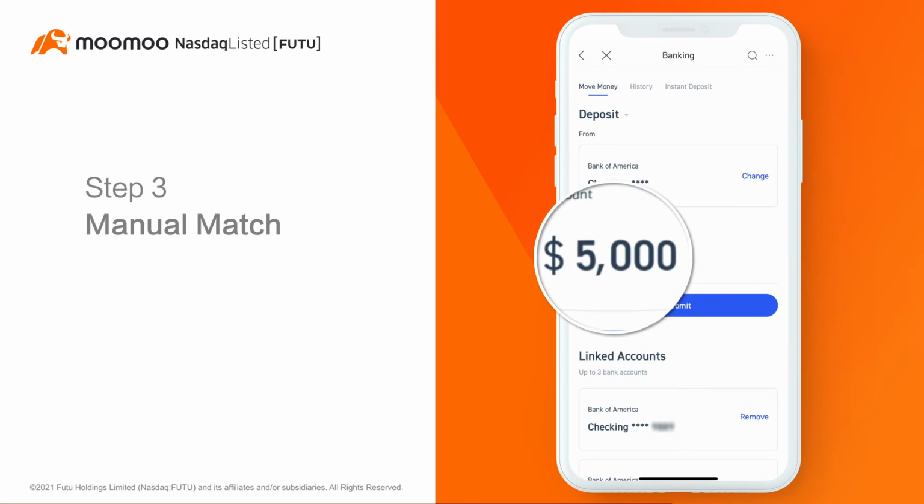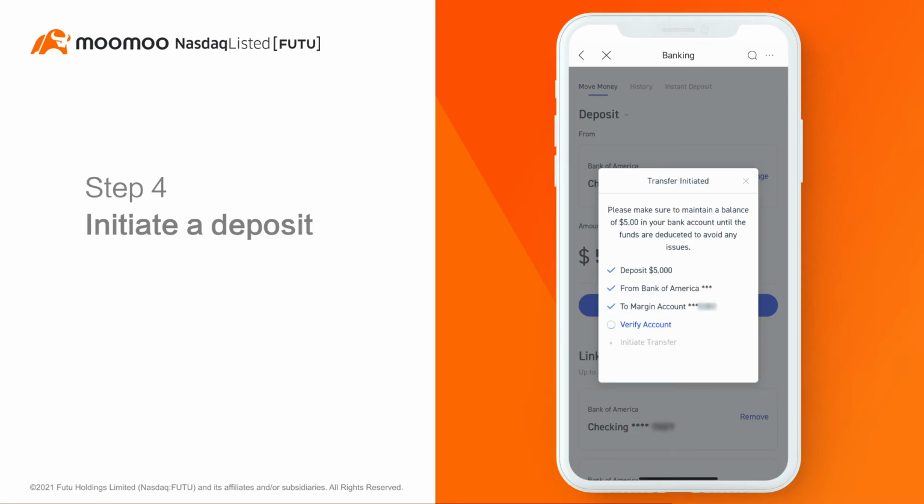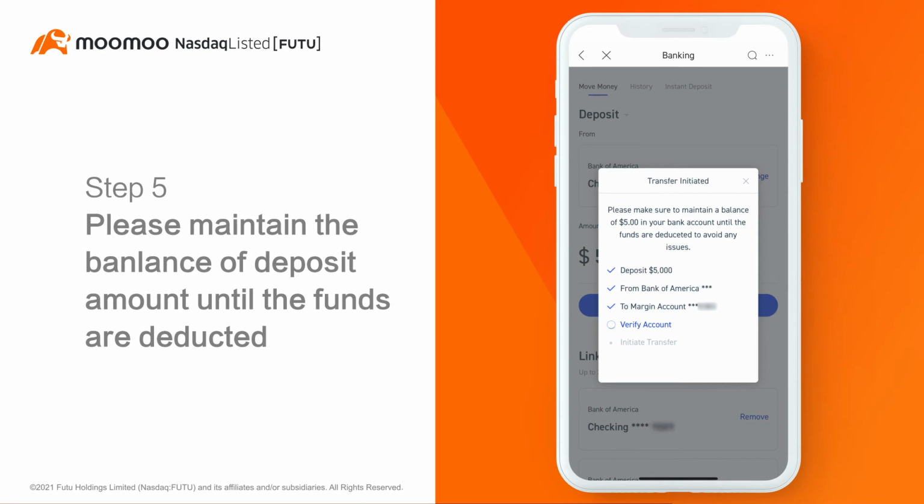Enter the amount you would like to deposit and enter your trading password. Then tap Submit. Please ensure that there is a sufficient balance in your bank account until the funds are deducted. You will be granted instant buying power so that you can trade immediately. Please also note that the funds transfer can take about 5 business days, depending on your bank.